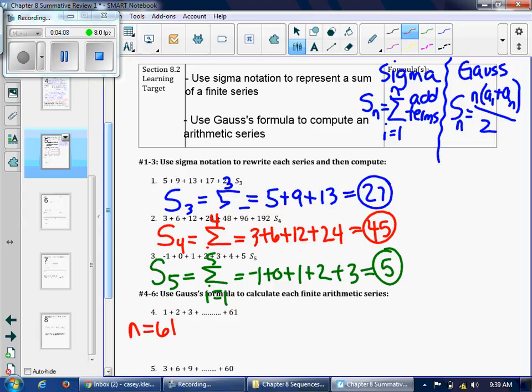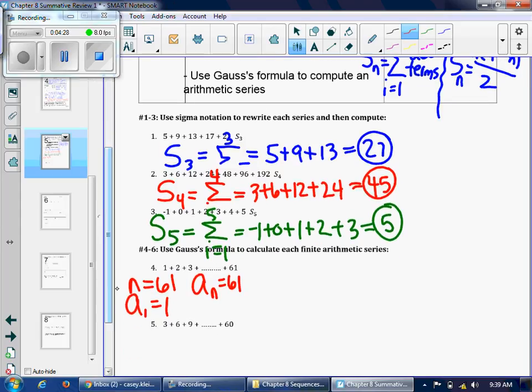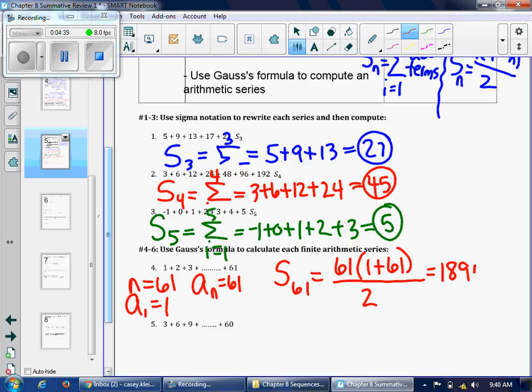The first term is 1, so we'll represent that with an A1. The last term is 61. And that's all you need to write the formula. So I'll go ahead and write the formula, and you can write this down. The formula for 61 terms, if you were to add them all up, would be 1,891.